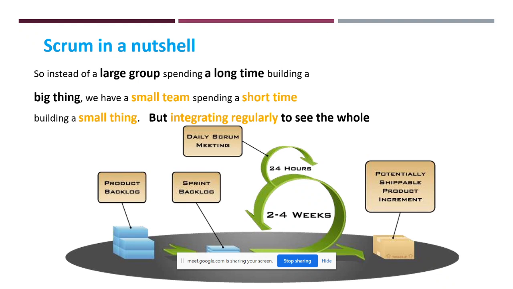So Scrum in a nutshell means, instead of a large group spending a long time building a big thing, unlike the waterfall model, we have a small team of 5 to 7 members, or 10 to 12 members, spending a short time building a small thing, right? But integrating those deliverables regularly to get a big product at the end, right? So if you see here, the product backlog is there, the sprint backlog is there, and in a 2 to 4 week sprint we are doing the work, and at the end we are delivering the products, right? So this is the entire Agile and Scrum that I have discussed.